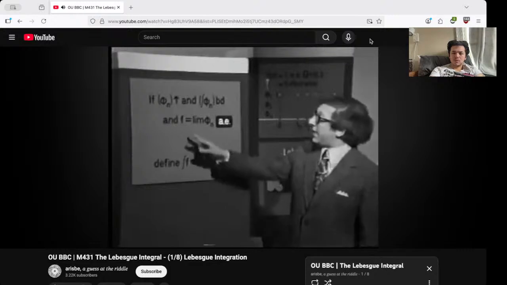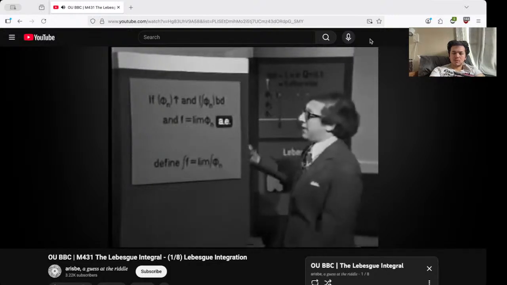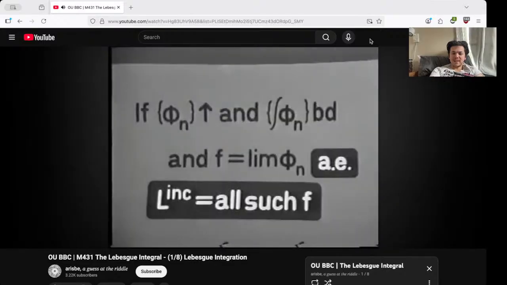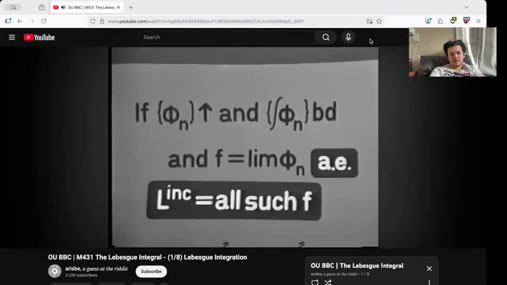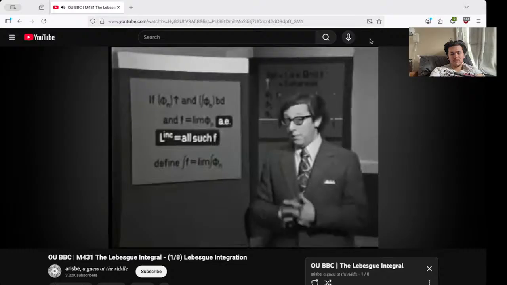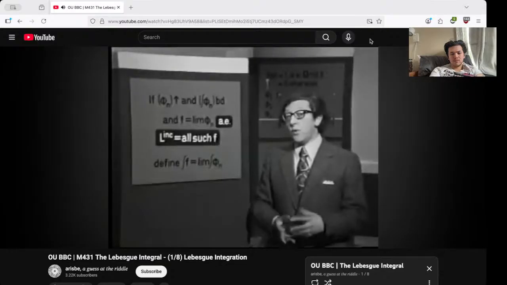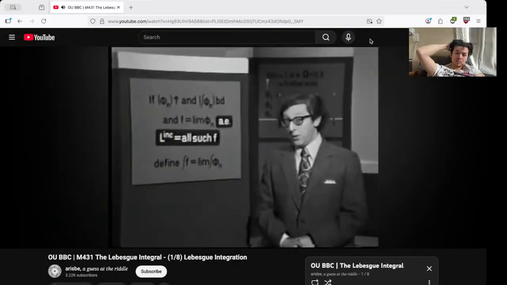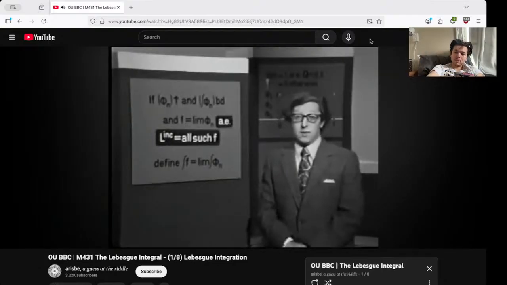The set of all functions that I can obtain this way, that is, that I can approximate by an increasing sequence of step functions with this property, is called L-inc. Inc meaning increasing. Though it's not quite the whole of the Lebesgue domain yet, in fact, we're 3/4 of the way there. This is the third stage in a 4-stage process that we use for defining the domain of the Lebesgue integral operator.